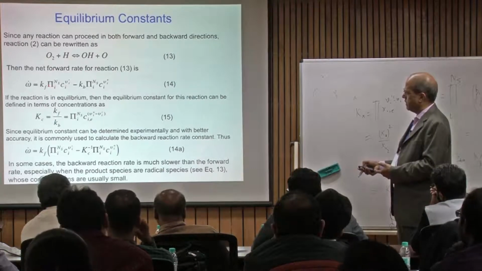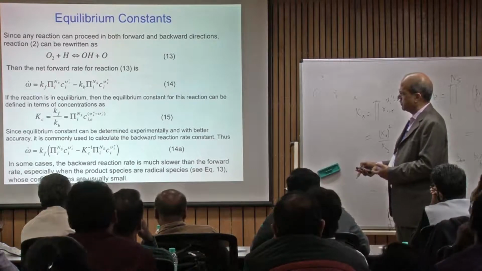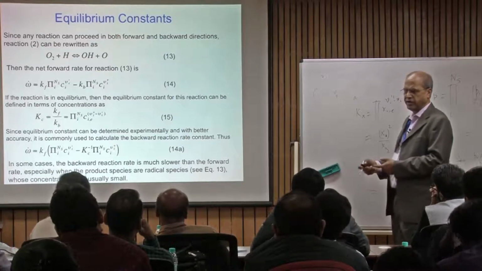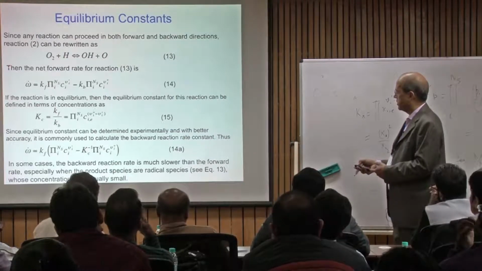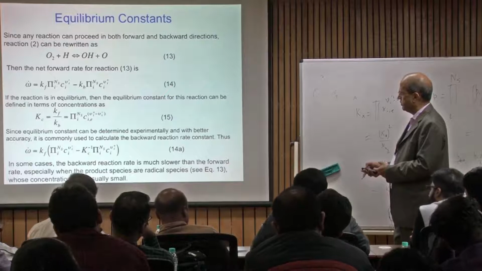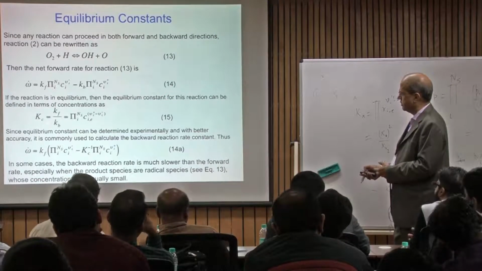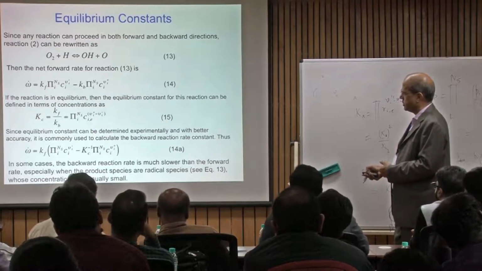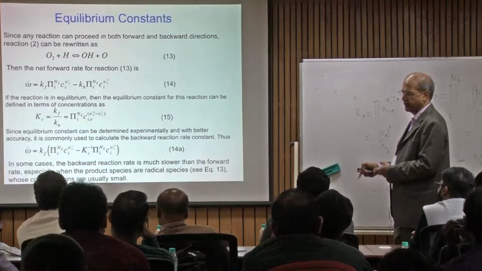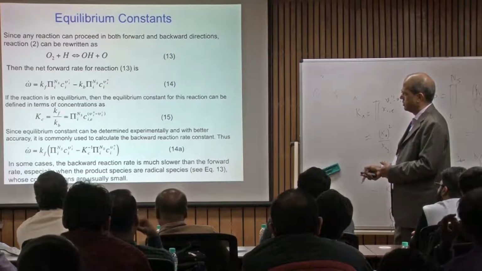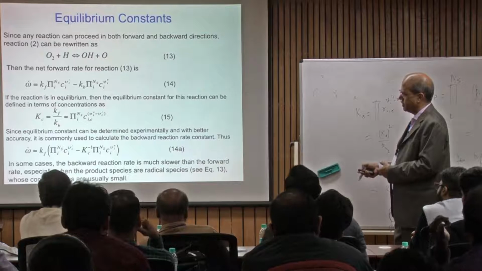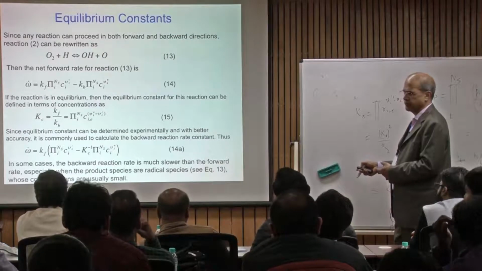Now many times, okay, we consider the reaction to be in equilibrium. That means the forward rate and the backward rate, okay, they are equal. So if the reaction is in equilibrium, we can define this equilibrium constant based on the concentration, because here we have concentrations. Okay. So basically then it becomes Kf over Kb if this reaction is in equilibrium. Okay.